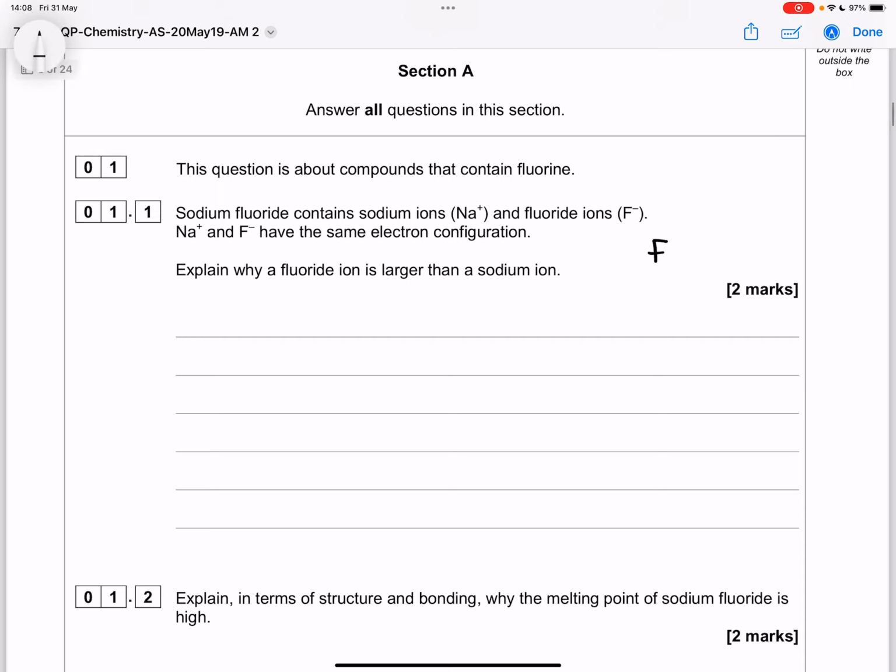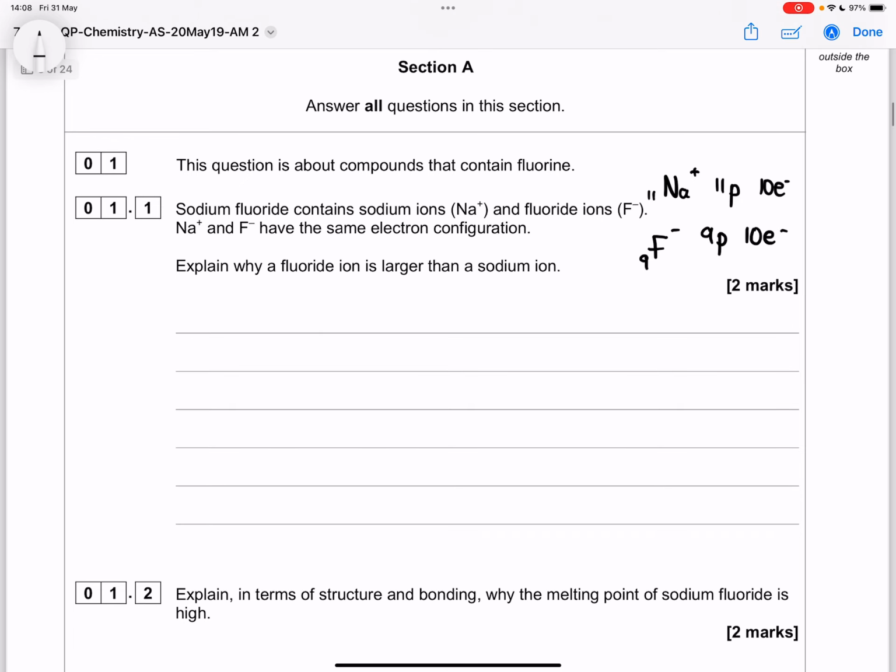So fluorine is number 9, which means it has 9 protons, which means if we're looking at a fluoride ion, it has 10 electrons, one more electron than proton. And if we look at sodium, which is atomic number 11, then it has 11 protons, but the sodium ion only has 10 electrons. So we can see why they have the same electron configuration, because they both have 10 electrons. But we can see that fluoride ion has 2 fewer protons than a sodium ion.